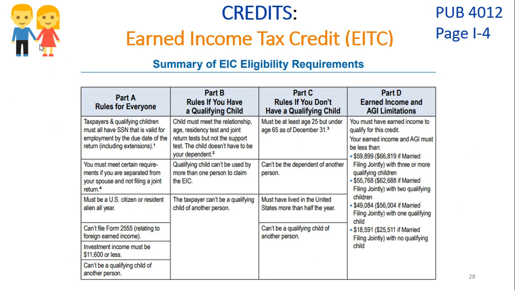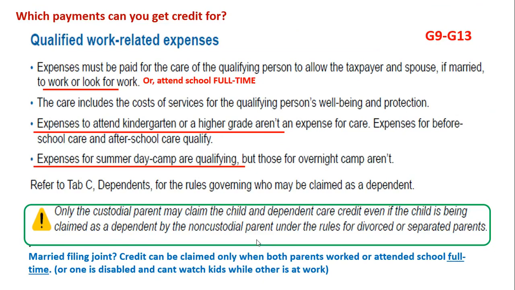If you're married filing jointly with no kids, you can make up to $25,511 and still get some credit. And again, how much you get is based off how much you earned. So the more money you have, the credit goes up and then it starts to come down again. If you're married, your spouse also has to be working if you're filing a joint return.